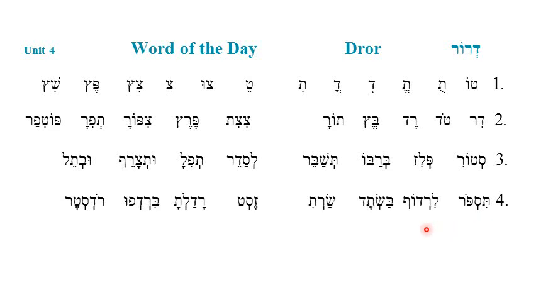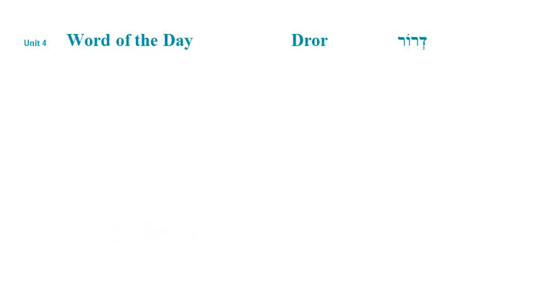Line 4. Tispor, lirdof, basted, sarti, zest, radalta, beer de fou, roadster. Few more. Sarto, Sifrei, Sharta, dovetail, Pulalti.